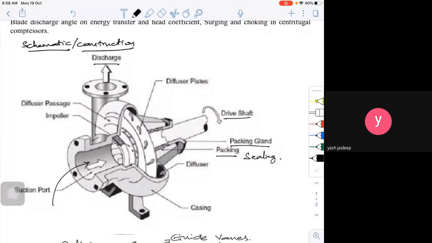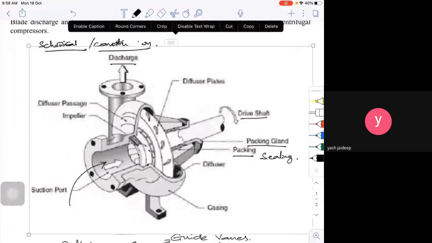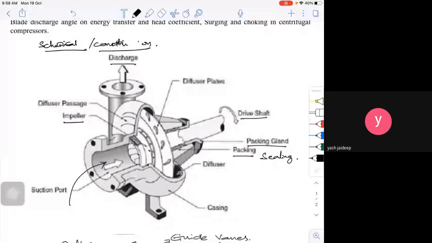If you look at it, you see it has an impeller. Then it has a casing. This is the casing actually, and what I'm showing is a cut section of it. Then there are certain blades you can see. These are called the fixed blades or diffuser blades.